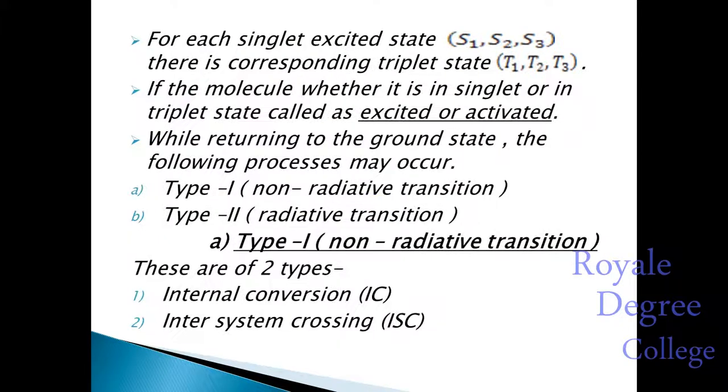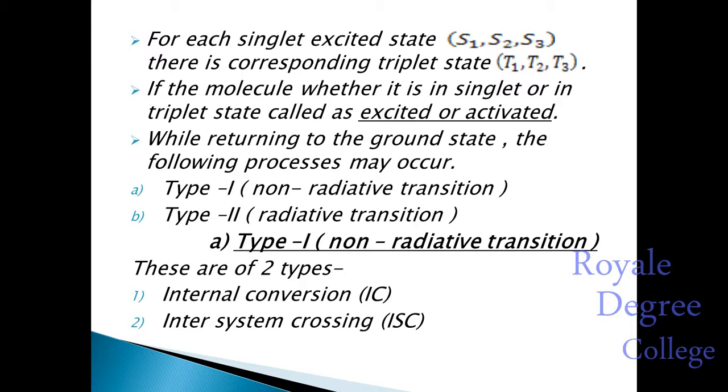For each singlet excited state, S1, S2, S3, there is a corresponding triplet state, that is T1, T2, T3. If the molecule, whether in a singlet or a triplet state, is called excited or activated, then while returning to the ground state, the following processes may occur. The first one is type 1, non-radiative transition. Next is type 2, radiative transition.